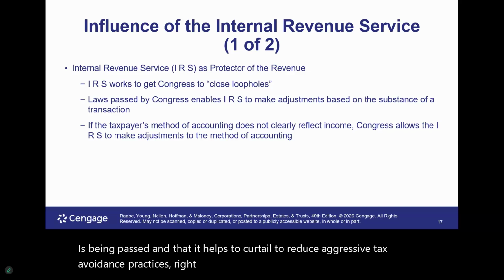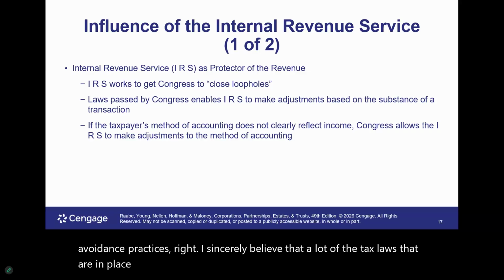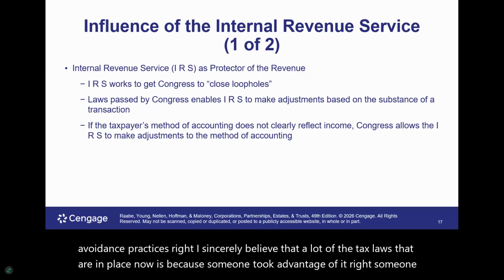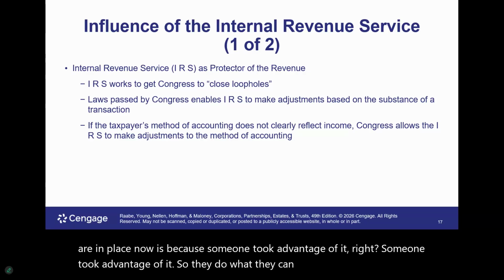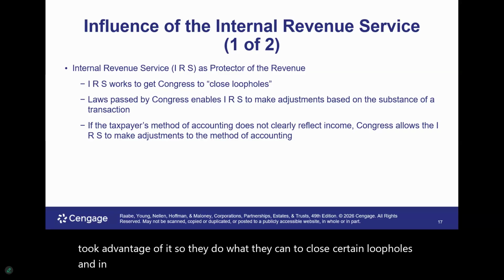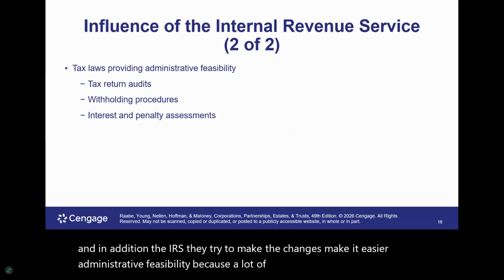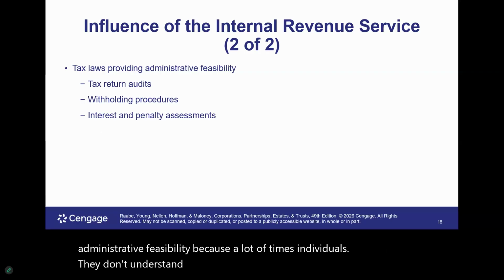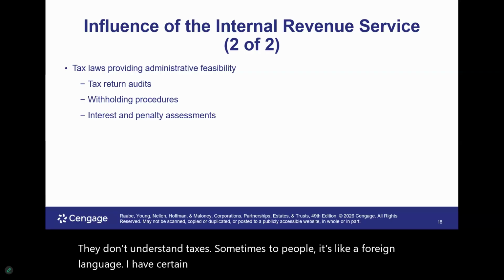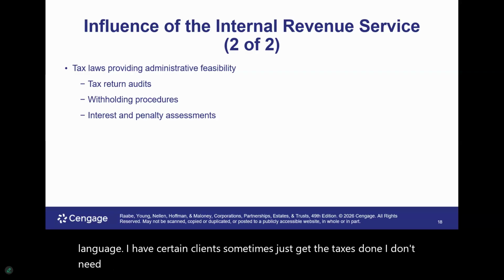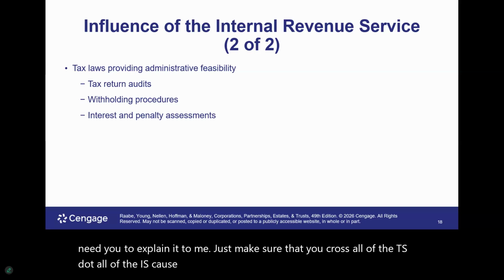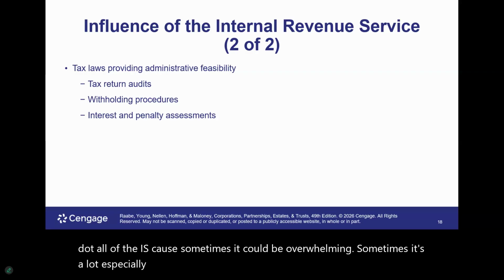I sincerely believe that a lot of the tax laws that are in place now are because someone took advantage of it, right? Someone took advantage of it. So they do what they can to close certain loopholes. And in addition, the IRS tries to make changes that make things easier, administrative feasibility, because a lot of times individuals don't understand taxes. Sometimes to people, it's like a foreign language. I have certain clients who say, just get the taxes done. I don't need you to explain it to me. Just make sure you cross all the T's and dot all the I's, because sometimes it can be overwhelming. Sometimes it's a lot, especially depending on the complexity of the situation.